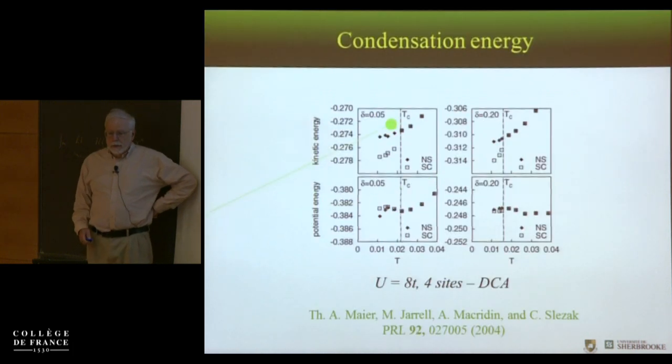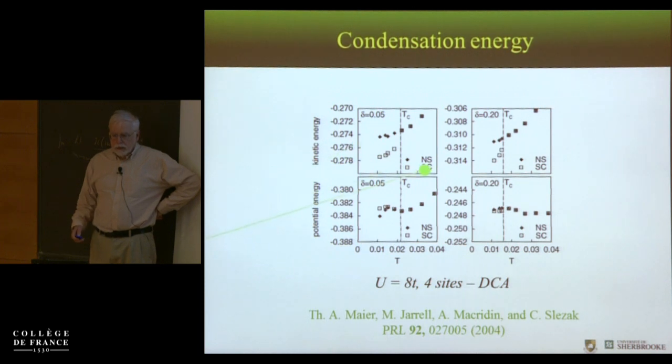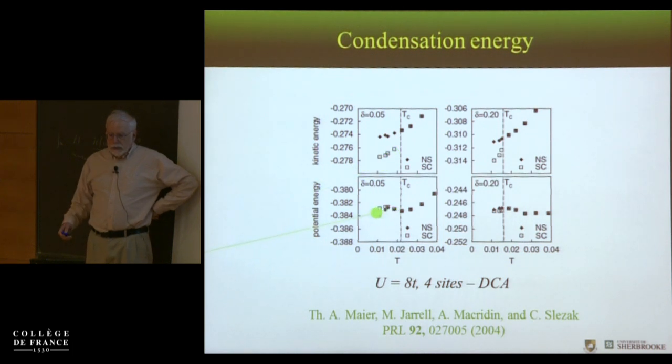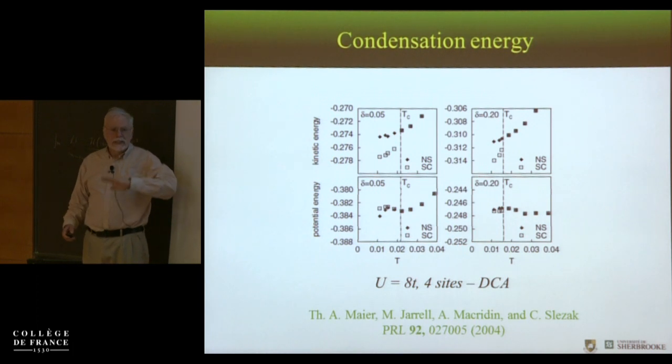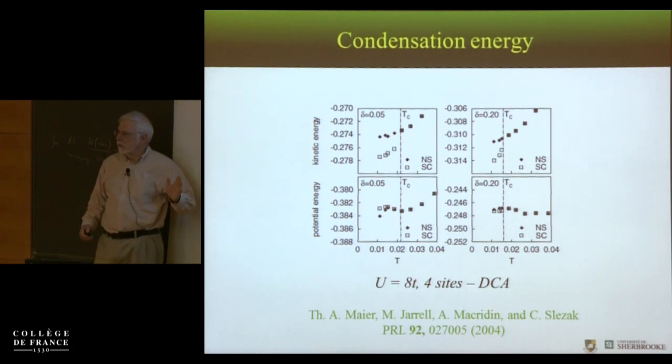So these are old papers by the group of Jarrell that show here the kinetic energy of the normal state, in black here, as a function of temperature for some very small doping, is larger than the kinetic energy of the superconducting state in the open symbols. And if you look at the potential energy, it's the other way around. So in ordinary BCS, it's potential energy that you gain, kinetic that you lose. Here in the underdoped regime, it's the other way around.